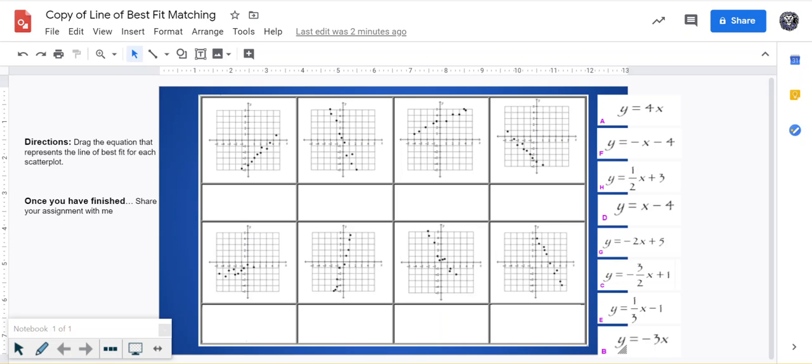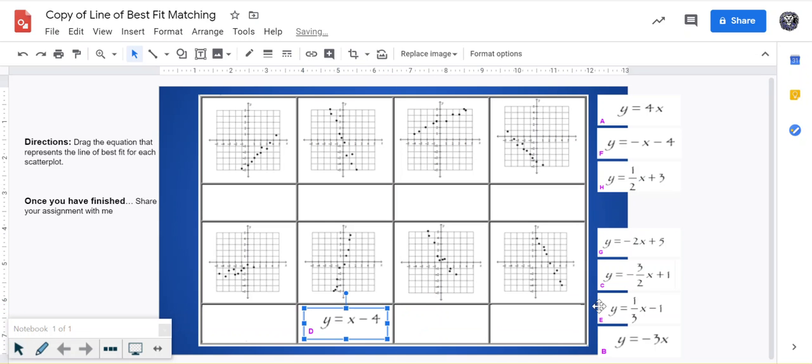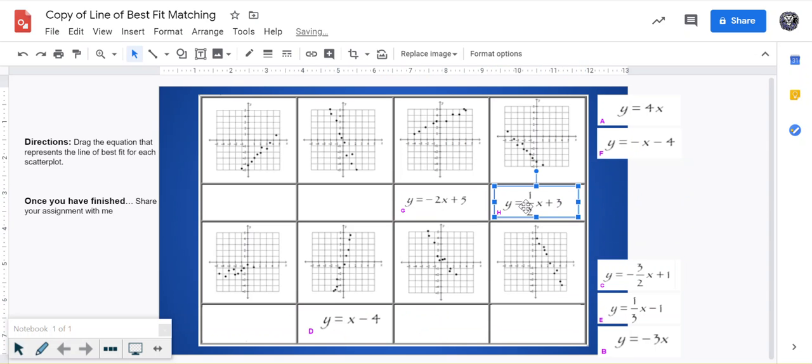Alright, so I had a few people ask about how to do this activity. So I'm going to make a quick video explaining maybe just two examples. So really the goal is to drag and drop these 8 equations into their matching scatter plot. So you basically just take these equations and match them with their corresponding scatter plots.